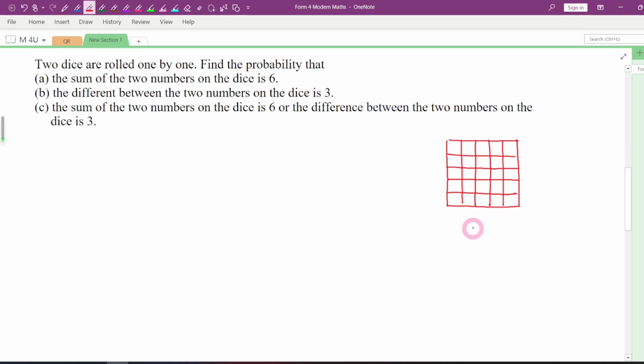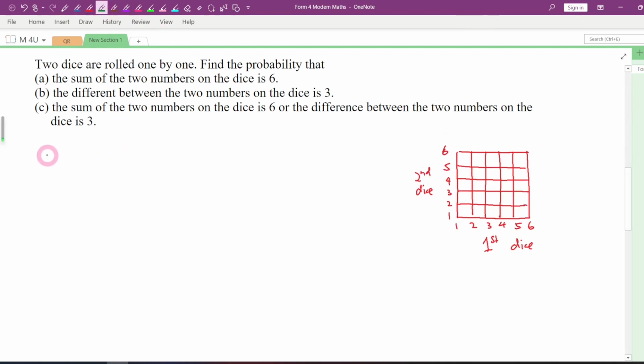Okay, let me label it first. This is for the first dice, 1, 2, 3, 4, 5, 6. This is for the second dice, 1, 2, 3, 4, 5, 6. In total we have 36 pairs of outcomes. This is 6, here 6, here 6. 6 times 6, you will get 36. So these are all the possible outcomes. You just look at the intersections: 1,1; 1,2; 1,3; 1,4; 1,5; 1,6; 2,1; 2,2; 2,3, and so on. There are 36 pairs of possible outcomes.